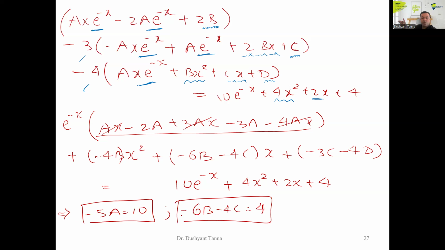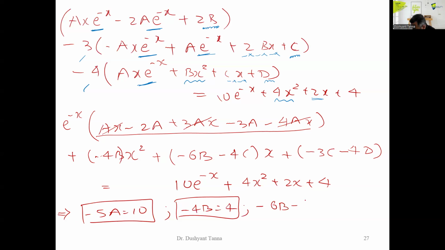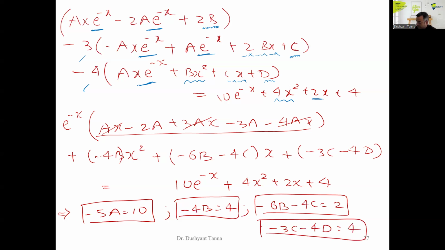You can write down equation 1, 2, 3, 4 if you want. Minus 3c minus 4d is 2. Sorry. What did I miss? I missed something. Sorry, my bad. Minus 4b is 4. Minus 6b minus 4c is 2. And minus 3c minus 4d is 4. Okay, it's a whole chain.